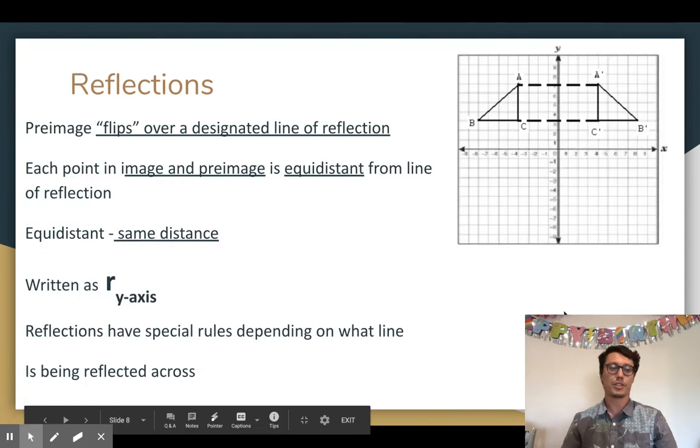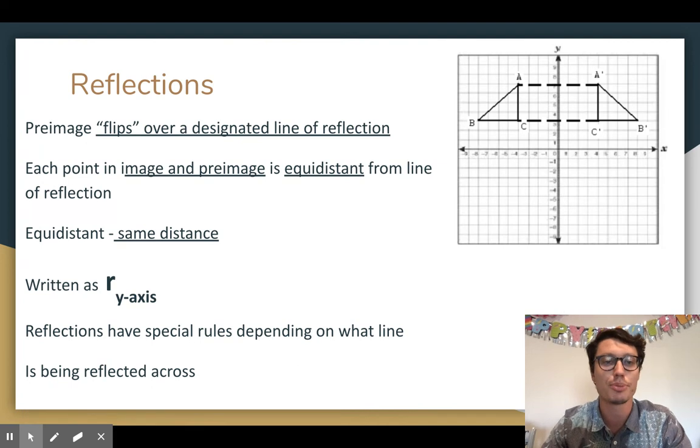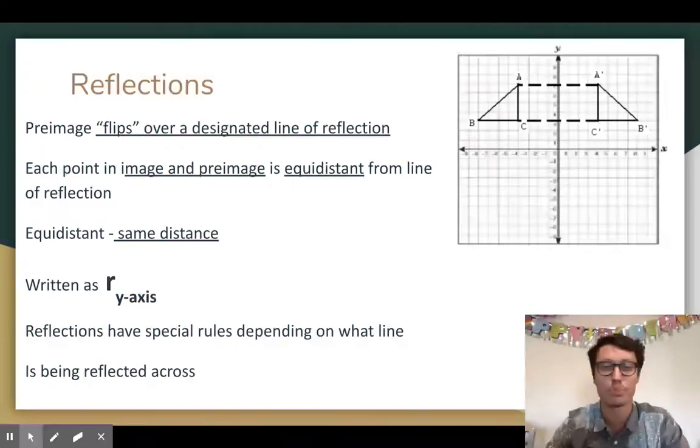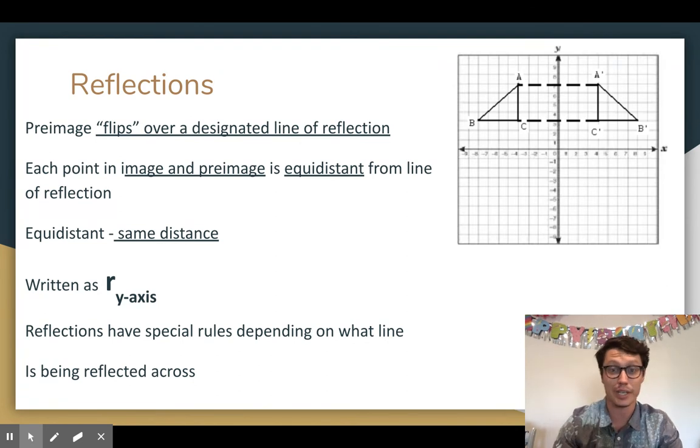Great, now reflections. The pre-image flips over a designated line of reflection. Each point in an image and pre-image is equidistant from the line of reflection. Equidistant means same distance, right? Think equi sounds like equal, distant, distance. Whew, I told you, sometimes these definitions make a lot of sense.